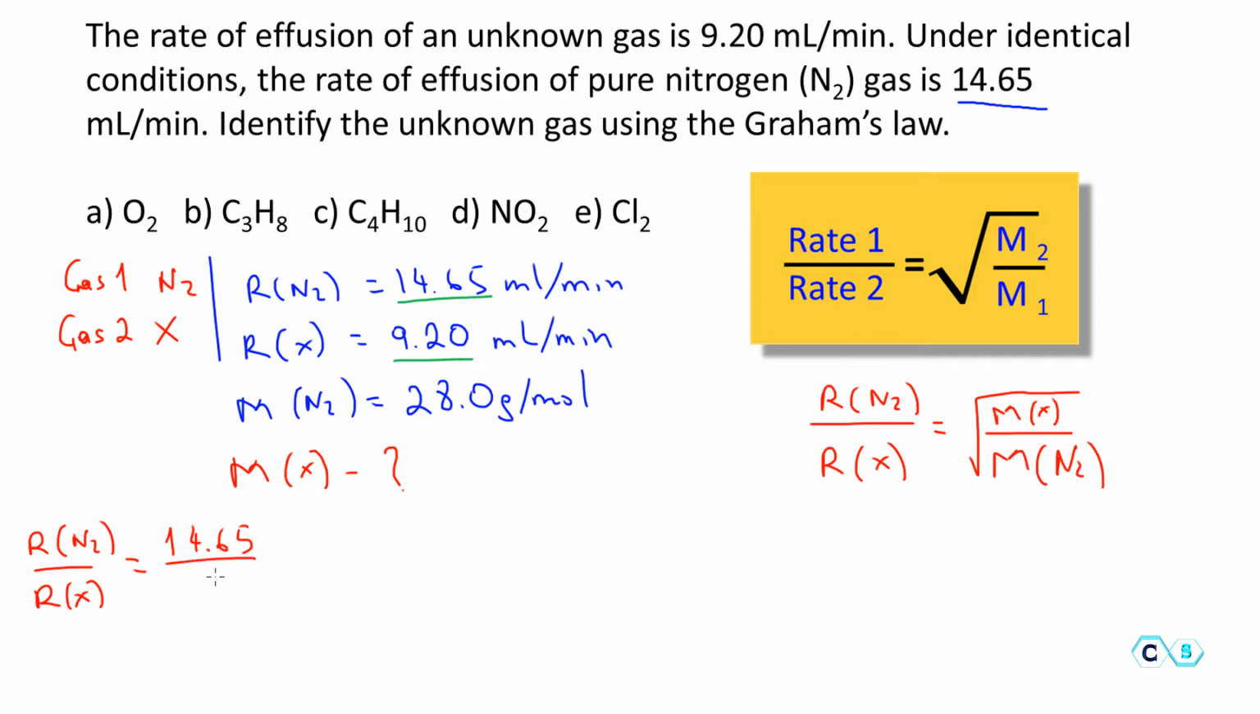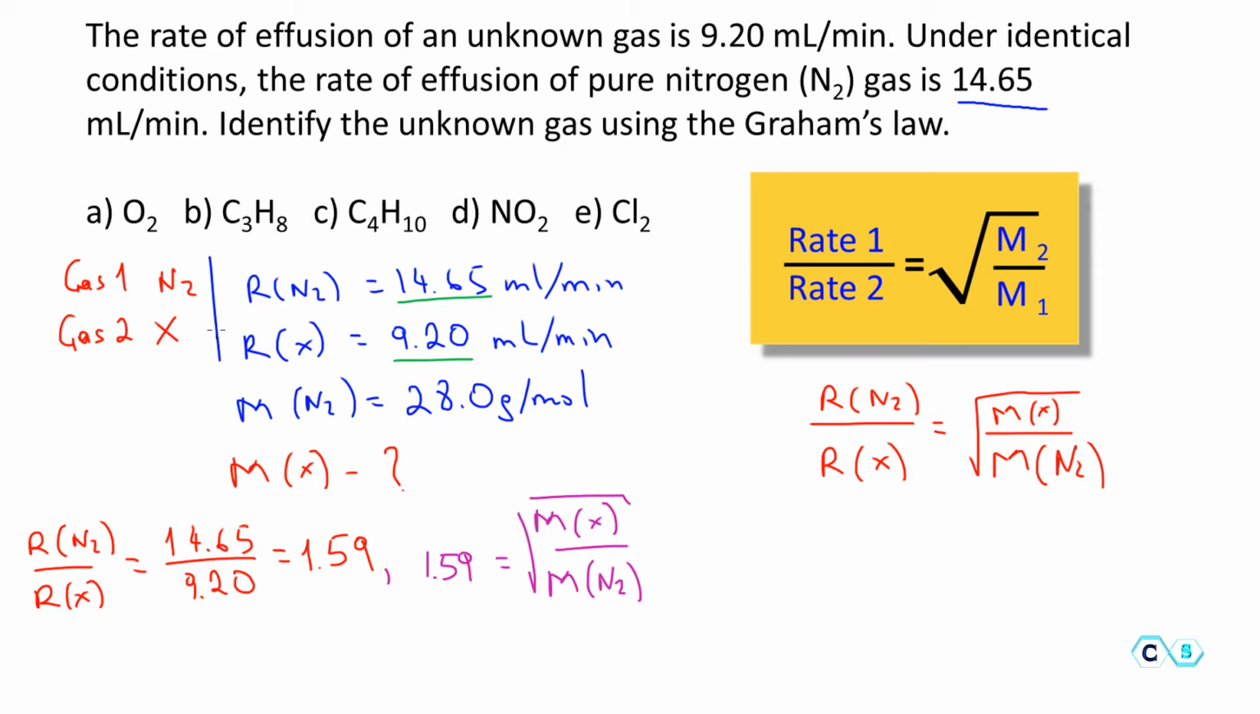14.65 divided by 9.20, and so this is 1.59. Next, we can write down that 1.59 is equal to the square root of Mx over M of the nitrogen.